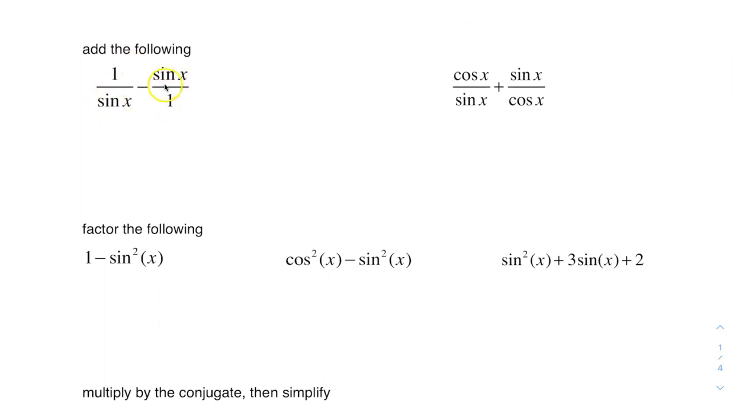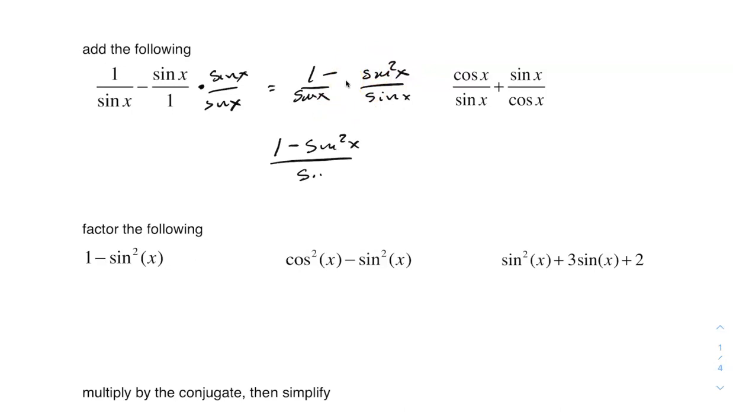So now they want me to add these two functions here. The probably easiest way to add them is to get the common denominator. So this has a sine, I want to get a sine on this one. So you multiply both top and bottom by sine x. And that gets us 1 minus, I'll write it separately for now, sine squared x over sine. Later on I'll just skip this step. Now they have the same denominator, I can combine them and I get 1 minus sine squared over sine of x.